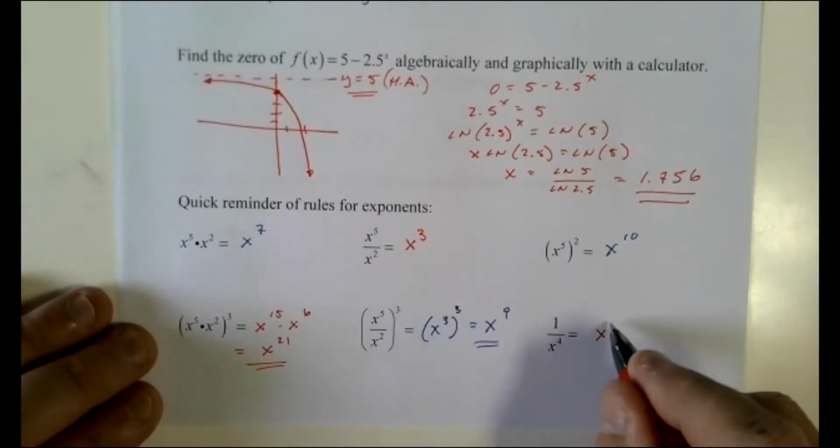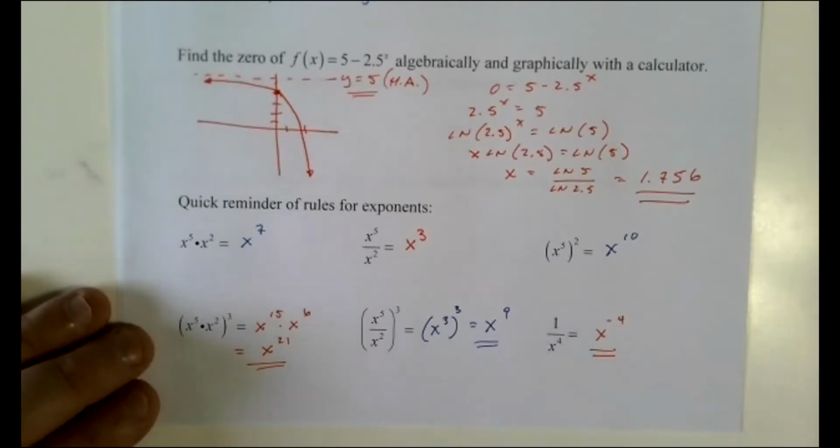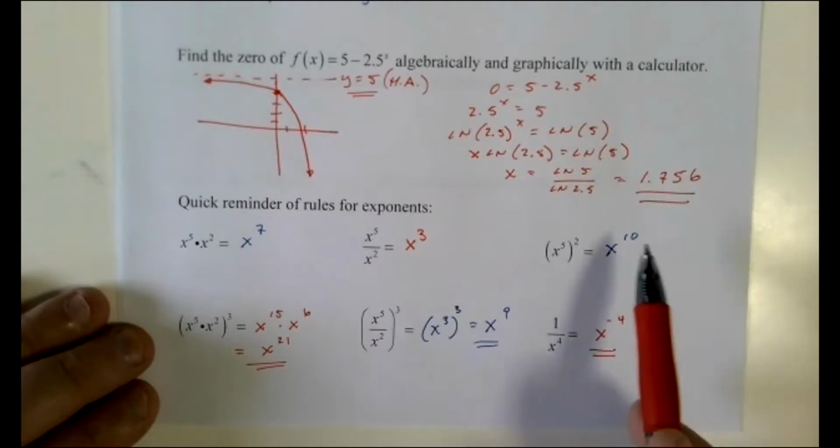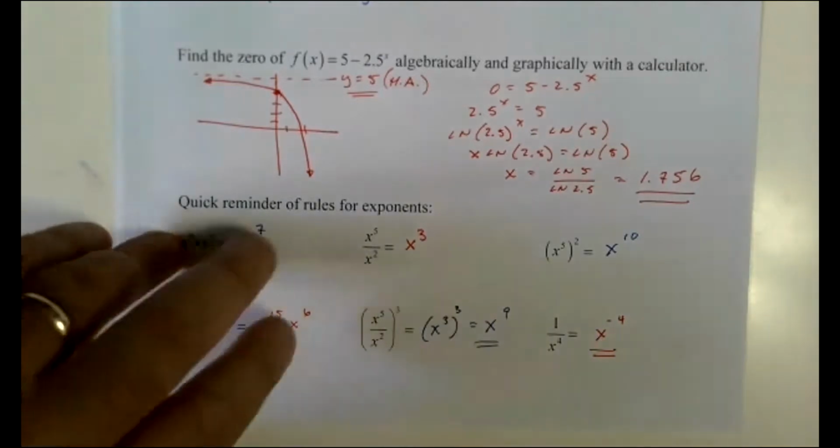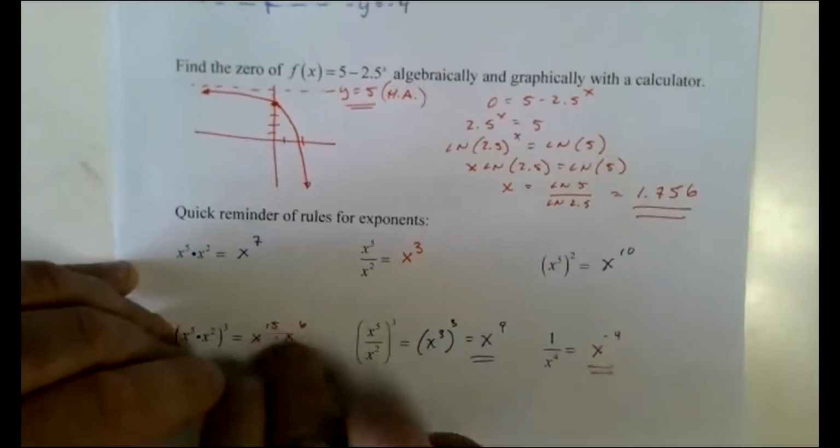And don't forget, we can write it as a negative exponent. And that works both ways. We can flip it from the bottom to the top, or if we have it on the top, we can write x to the 10th as 1 over x to the negative 10th. All this will be popping up a lot in your near future.